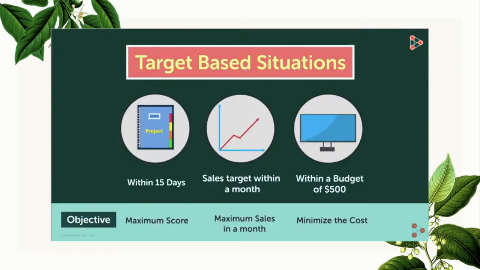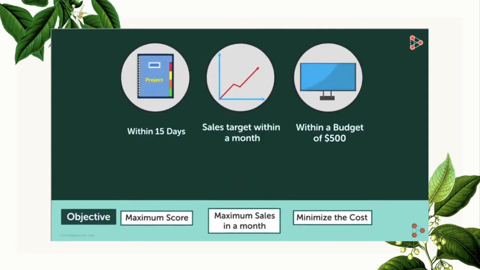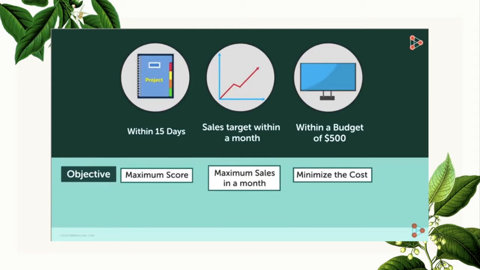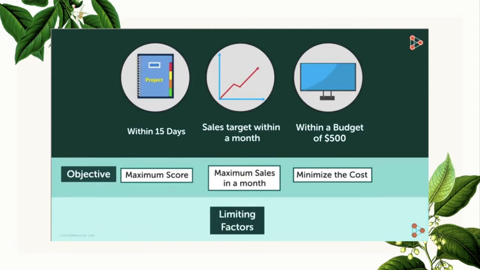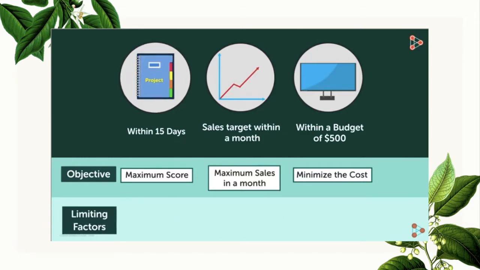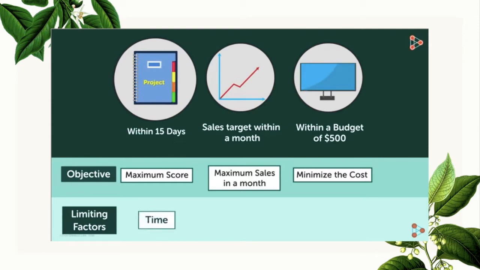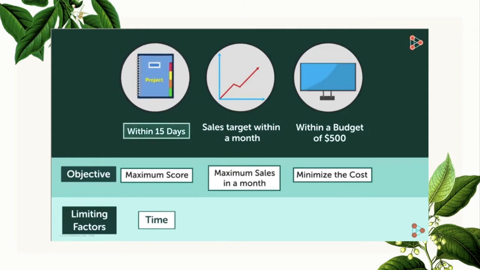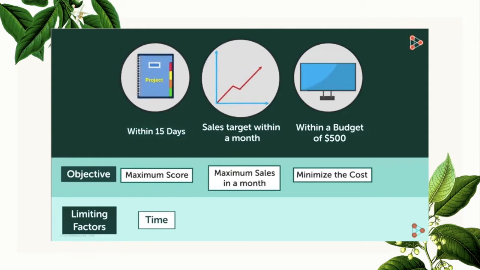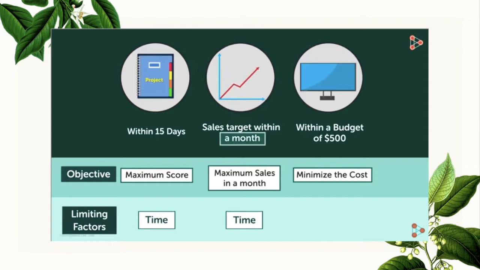We have already discussed the objectives of the three given situations. Now we will look at the other important factors. We will identify the limiting factors in each case. What does that mean? Well, in each case, there is a scarcity of some resource. Like in the first case, the time limit to complete the project is limited. Time to be allotted for completing the project is limited to 15 days only. Likewise, in this case too, time is the limiting factor. The salesperson has to sell the maximum possible products in a period of 1 month.